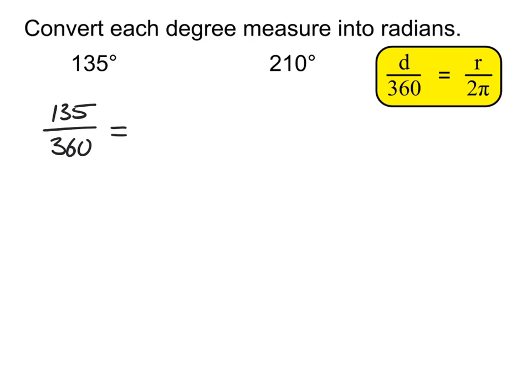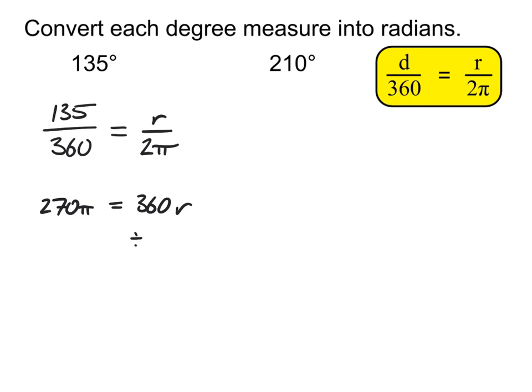Do I know what the R is? No, because the R stands for radians. That's what I'm trying to figure out. So I'm going to leave that as R and put that over 2 pi. I now have my equation set up. Now it is a matter of actually just executing the mathematics behind solving the proportion. So we cross multiply. If I do 135 times 2 pi, I end up getting 270 pi, and then that equals 360 r.